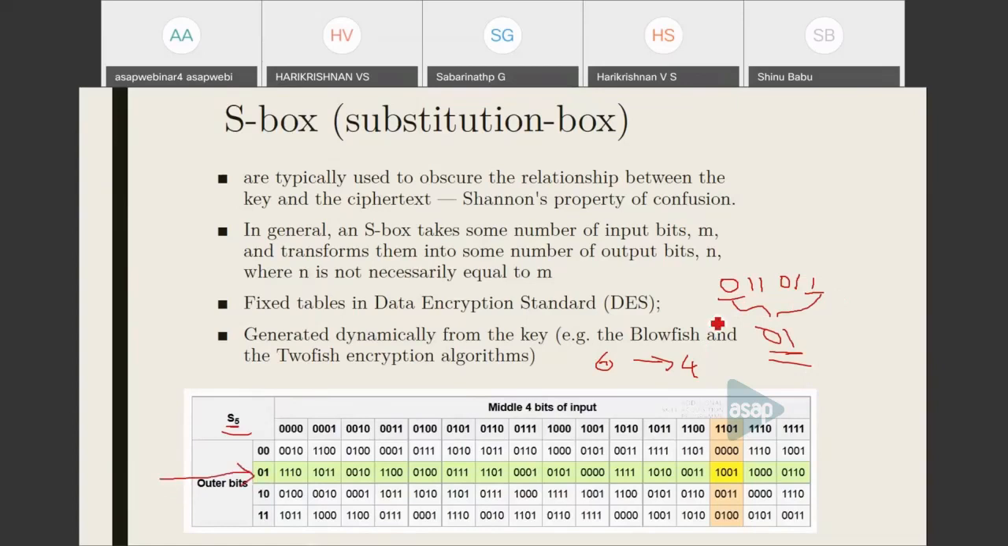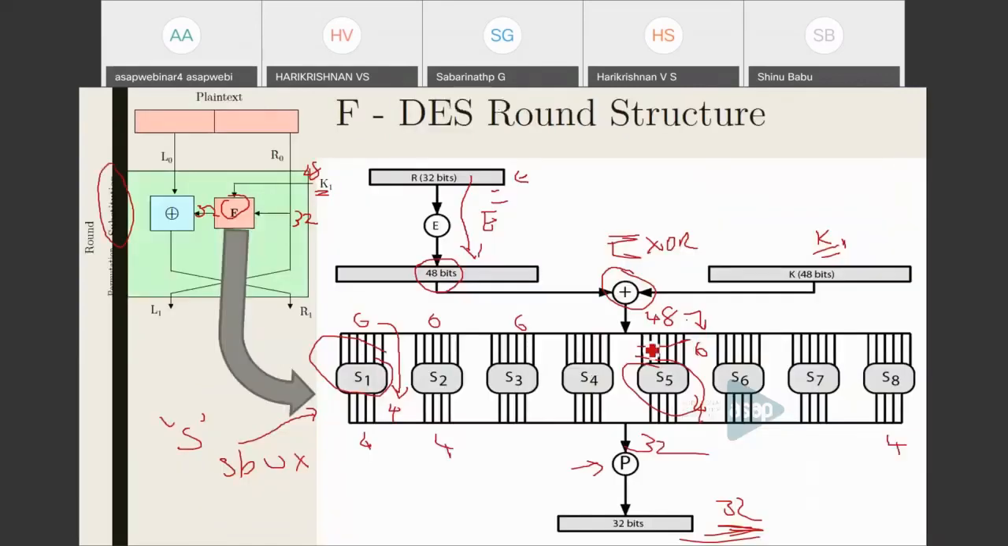So based on the 0 and 1 at the ends, you choose this row. Then the middle 4 bits, 1101 over here, choose which column has to be chosen. So 01 chooses the row, 1101 chooses the column, and at that position you go ahead and replace with the 4 bits 1001. Again, here 0 and 1 choose the row, 1101 chooses the column, and the output is 1001. That is how the substitution box works.